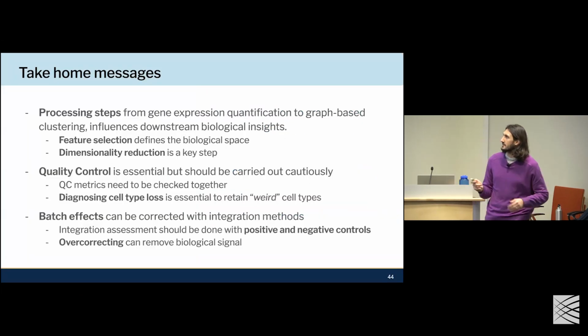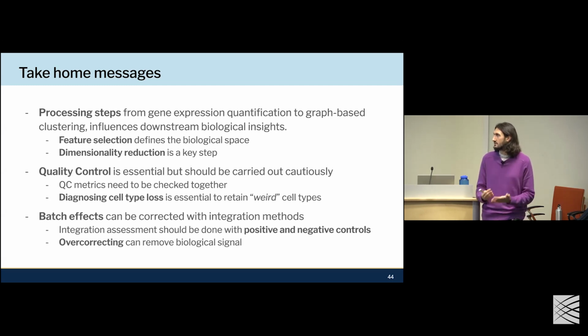And yeah, I would say that the take-home messages from the talk would be that the pre-processing steps matter, that they can have a big influence. So the way that we go from gene expression to our graph structure and the feature selection, the dimensionality reductions are really key into what biology we're going to see afterwards.